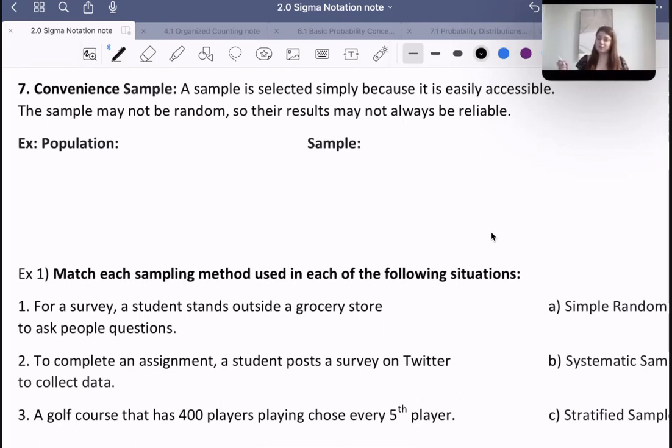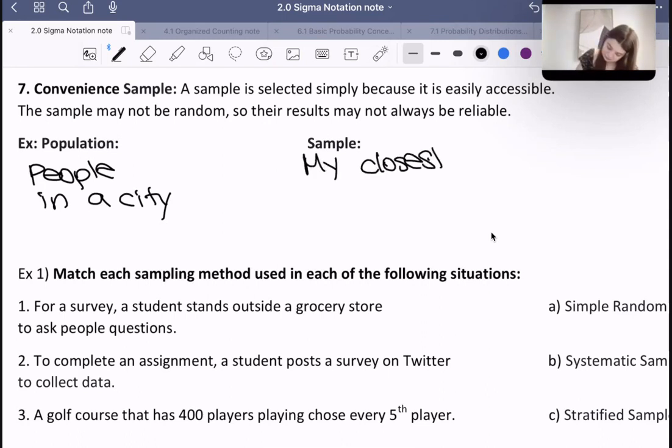So let's say, for example, the population is people in a certain city, and I choose to only sample my closest friends, right? Because it's a lot more convenient for me to just give my friends a survey and ask them what they think, as opposed to actually figuring out an accurate sample, an accurate representation of people in the entire city. And so this sample is quite silly, or it could be just the first 10 people I see that day, for example, and let's just sample them. Right. And so this isn't very reliable whatsoever.